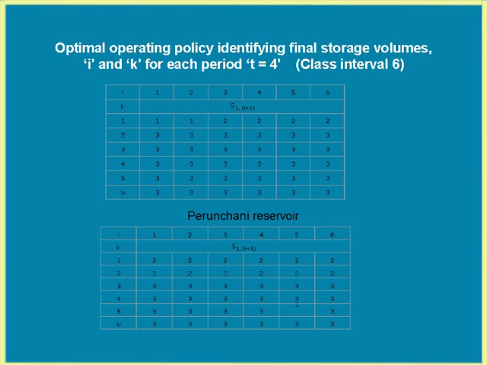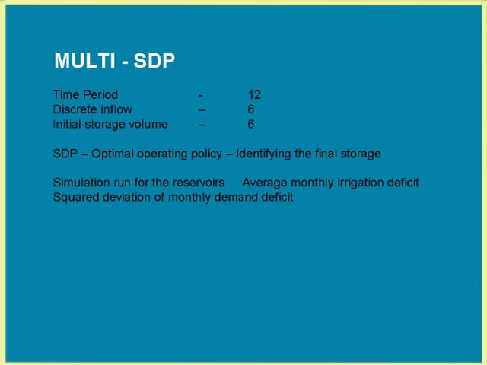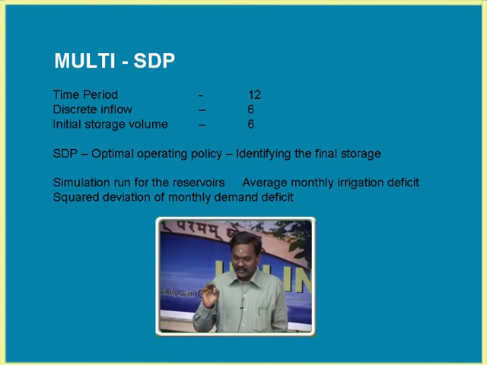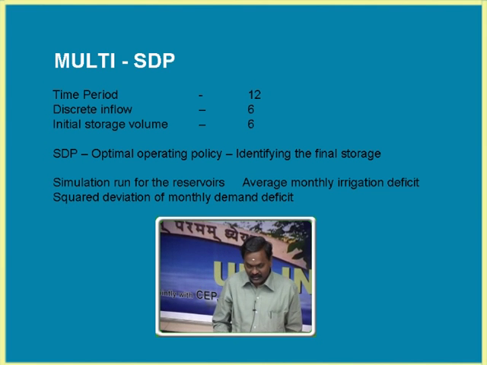Given the inflow state, given the storage state, what is the final release state? So if I know what the inflow is, if I know what the storage is, I can tell what is the release to be released from the reservoir. I don't bother about any other parameters. Right? So this multi-step SDP, the time period is 12, inflow is discretized, this is the summary. Inflow is discretized into 6 ranges. Initial storage volume is also discretized into 6 ranges. The optimal policy identifies the final storage.